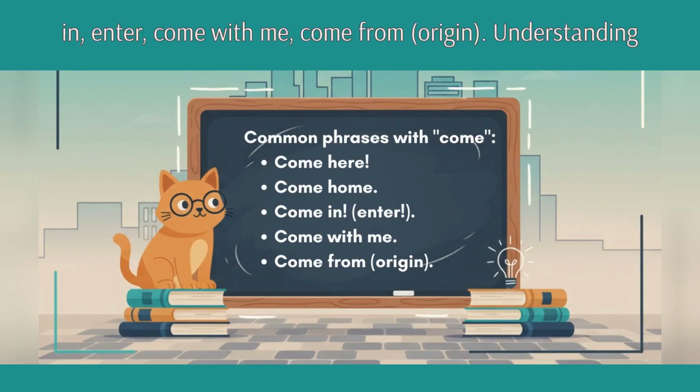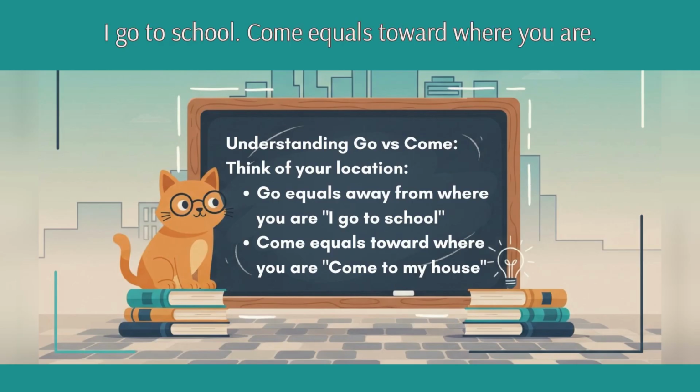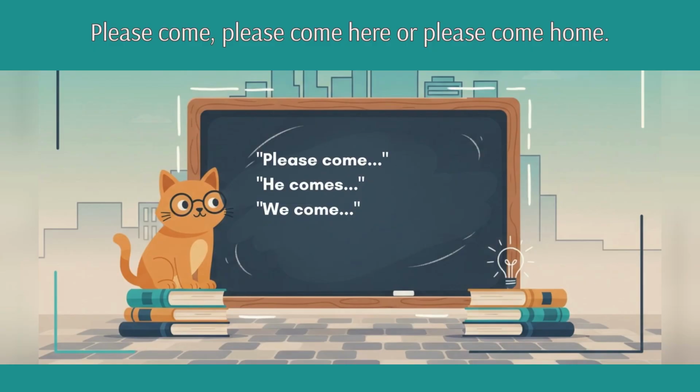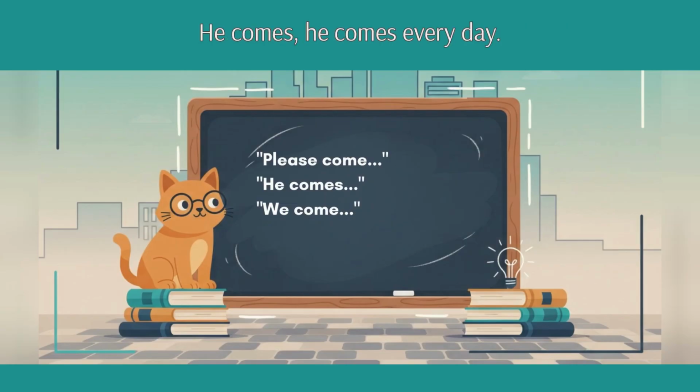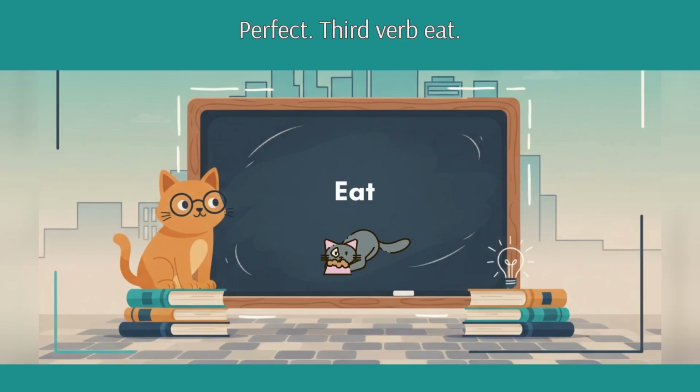Origin. Understanding go versus come. Think of your location. Go equals away from where you are. I go to school. Come equals toward where you are. Come to my house. Practice. Please come here, or please come home. He comes every day. We come together. Perfect.